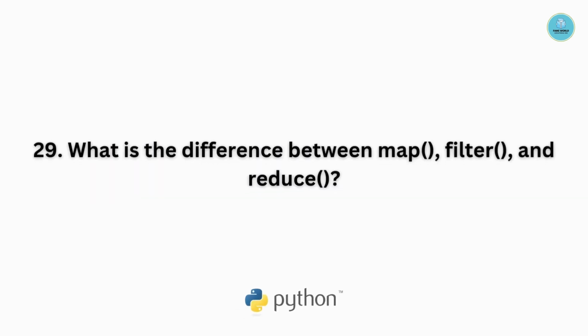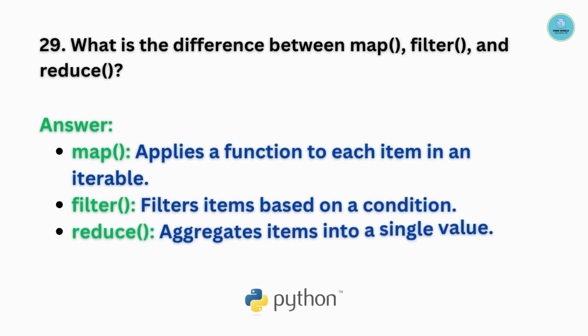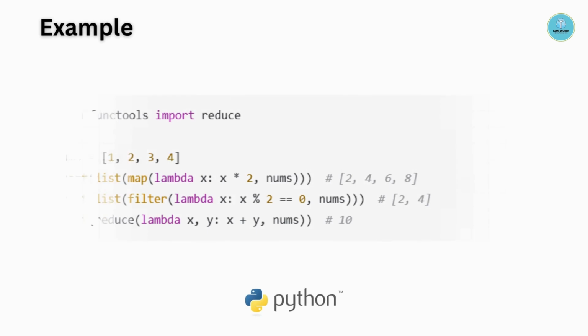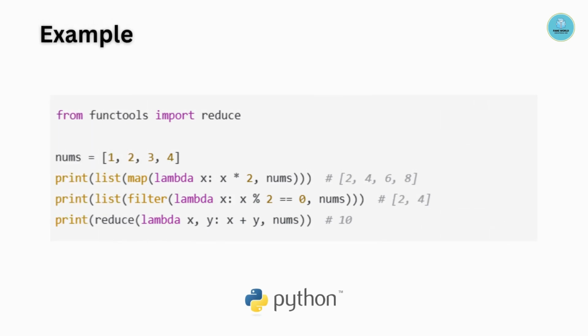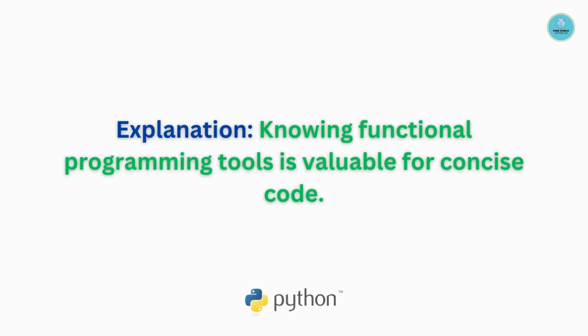Question number 29. What is the difference among map, filter, and reduce functions? Map applies a function to each item in an iterable. Filter filters items based on a condition, whereas reduce aggregates items into a single value. The example is as follows. Knowing functional programming tools is valuable for concise code.